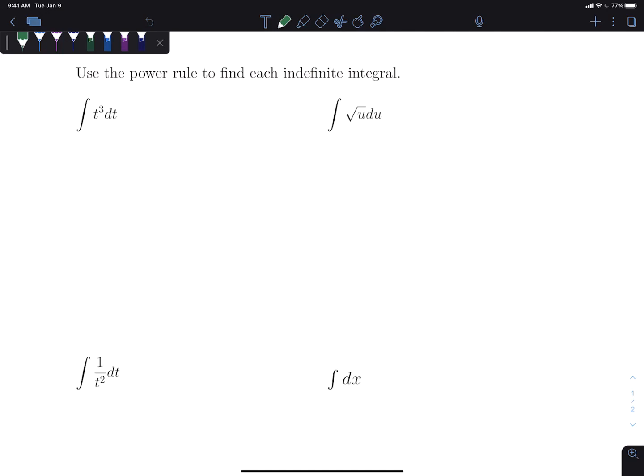Hello. In this video, we want to use the power rule to find each indefinite integral. So we're going to start out with the integral of t cubed dt.